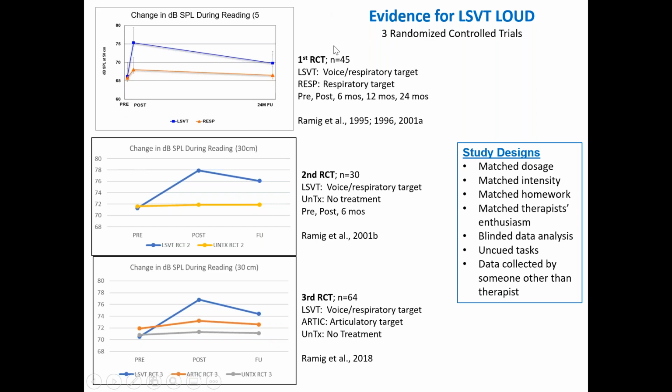The first randomized controlled trial looked at LSVT LOUD compared to a respiratory treatment. And so we can see here, so the blue is the LSVT LOUD, and we see from pre to post that big jump, that big improvement in vocal loudness. We see a small improvement in the respiratory group, but not significant like LSVT LOUD was. And then if we go all the way out to 2 years or 24 months follow-up, we see that those gains were maintained for LSVT LOUD, but not for respiratory treatment.